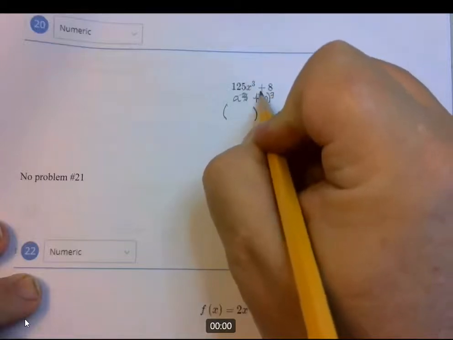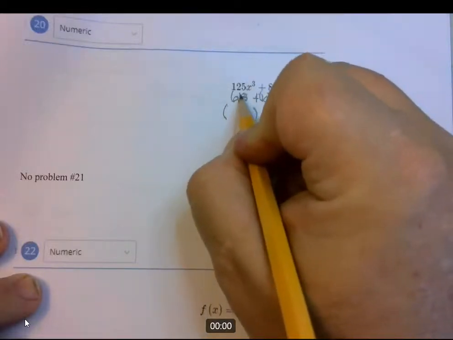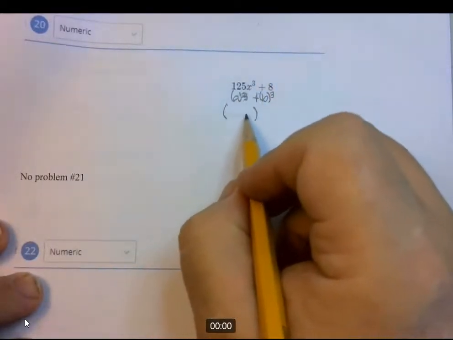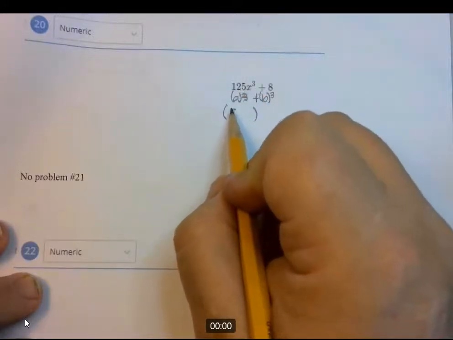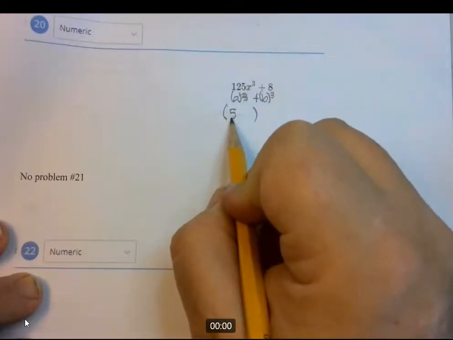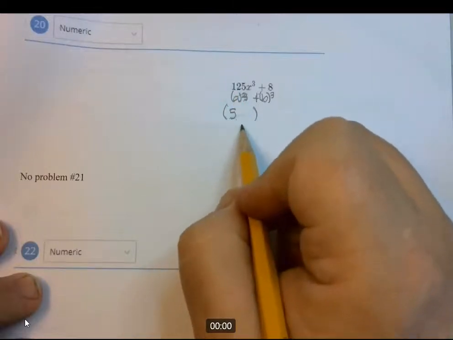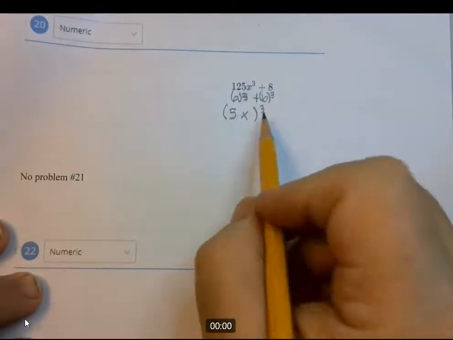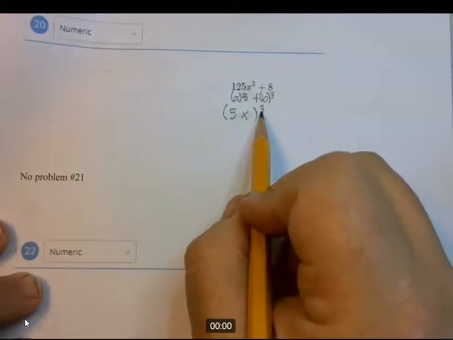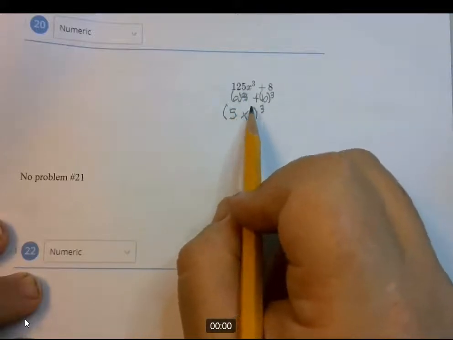And I'm going to put the a and the b in parentheses. So what do we have to put in parentheses here so that when we cube it, we get 125x cubed? Well, 5 cubed will give us the 125, and x cubed will give us the x cubed. So you cube everything in here. Cube the 5 to get 125, cube the x to get x cubed.